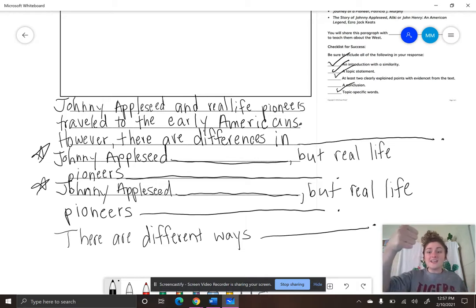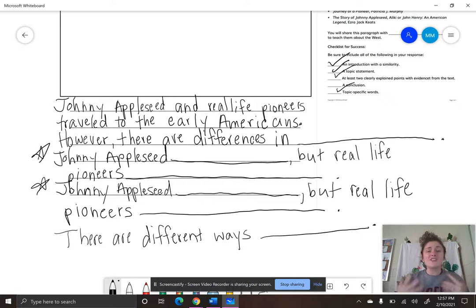So you should have an introduction, a topic statement, 2 sentences describing the differences between Johnny Appleseed and real life pioneers, and you need a conclusion. Remember to use those topic specific words and remember to show the differences with both. Use that evidence organizer.